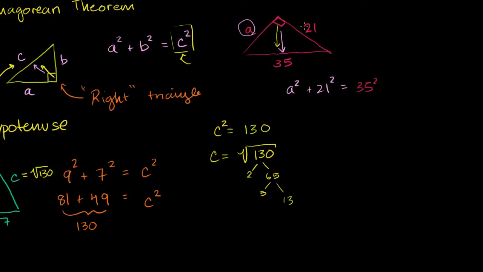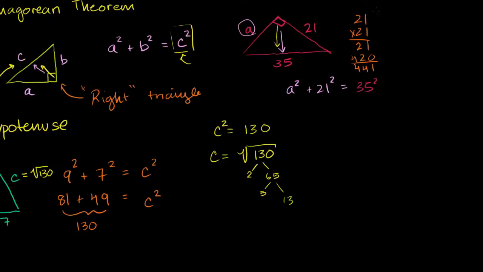So a squared plus 21 squared is equal to 35 squared. And what do we have here? So 21 squared. I'm tempted to use a calculator, but I won't. So 21 times 21. 1 times 21 is 21. 2 times 21 is 42. It is 441.